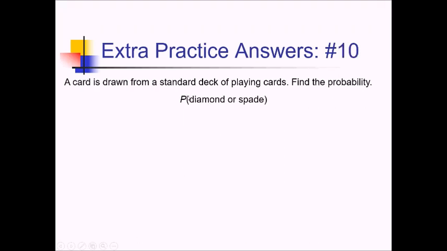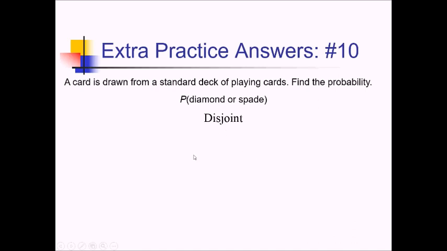For this problem, we have a card being drawn from a standard deck. We want the probability that it's a diamond or a spade. Since we're dealing with or, we're going to be adding probabilities together, but we have to ask, is there any overlap between these two groups that we'll have to subtract? Can a card be both a diamond and a spade? Well, it can't. These are different suits. Something's either a diamond or a spade or a heart or a club, but it can't be two of those suits at the same time. So because these are disjoint groups, we just add the possibilities together without having to subtract anything.